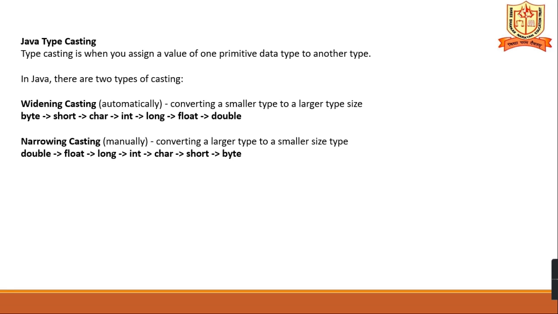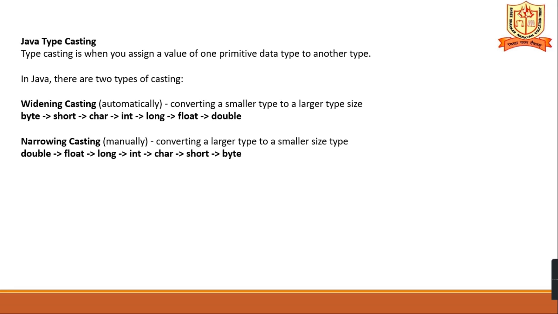That means you have to convert one data type into another data type. There are two types of typecasting. One is widening casting, that is automatically converting a smaller type to a larger type size.